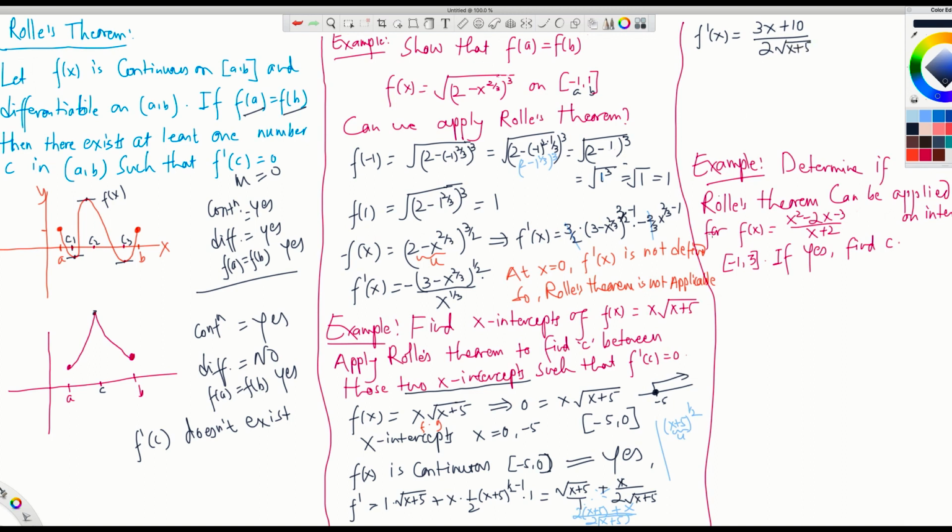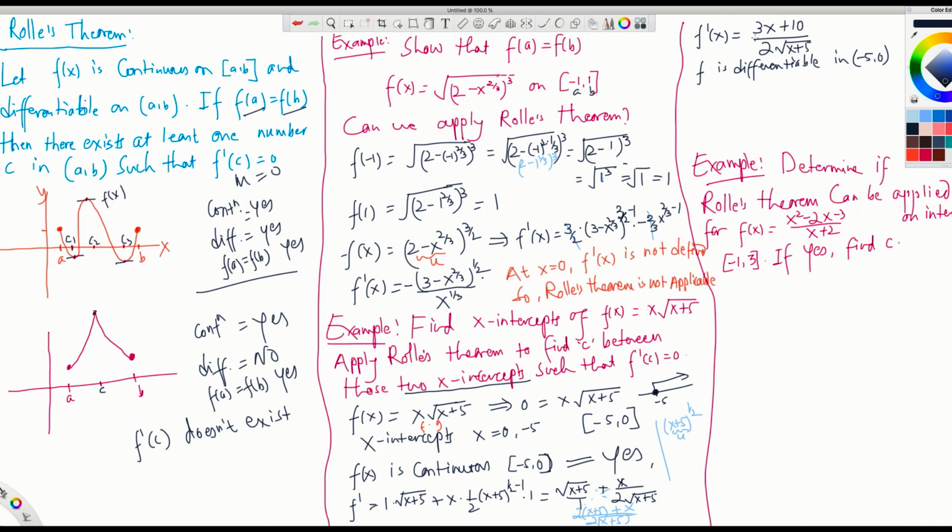Is this differentiable in the open interval? Yes, because at negative 5 it does not exist, but anything to the right of negative 5 exists. But we will be looking only in the interval. What interval will you be looking at? The open interval. So you can write f is differentiable in the open interval negative 5, 0. That's Rolle's theorem's second statement. How about the third statement of Rolle's theorem?